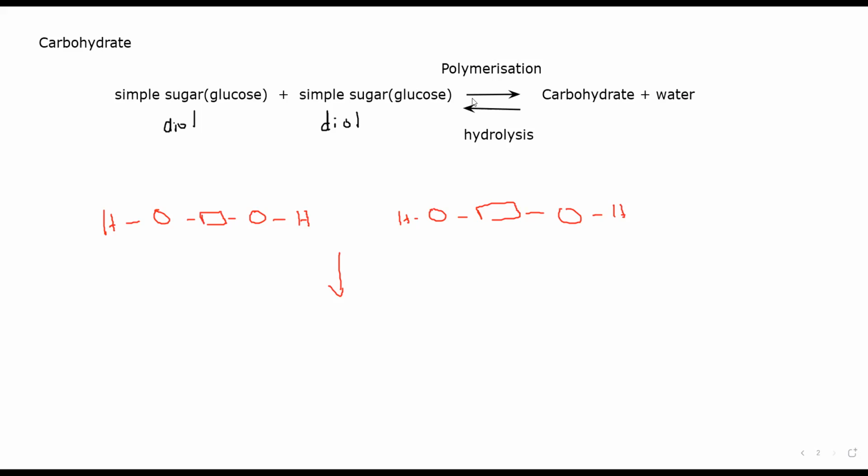So how to form a polymer? One side it will lose its H, the other side OH, and just link them together to form a long chain compound.